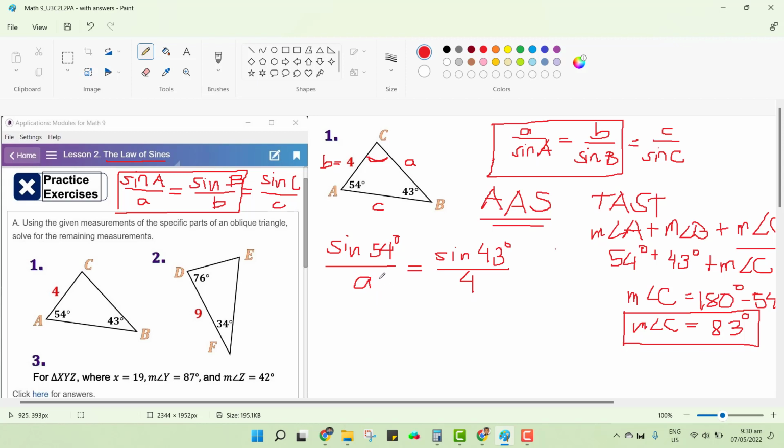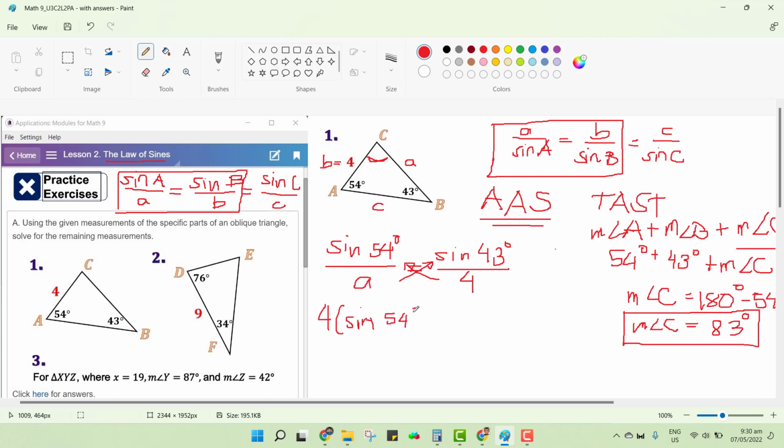Now take note that in this given, we have only one unknown. This is the reason why we could use the law of sines, because one pair of angle and its opposite side is given here. So you can just simply manipulate this. You could use the fundamental law of proportion. The product of the extremes is equal to the product of the means. You will have 4 sine 54 degrees.